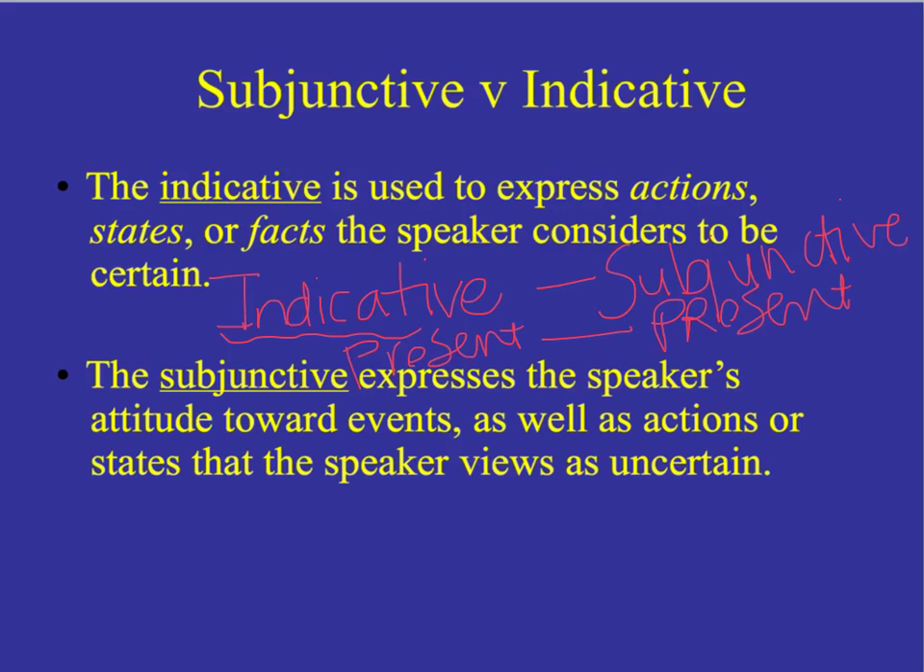And so the subjunctive is used to express the speaker's attitude toward events, as well as actions or states that the speaker views as uncertain. So that uncertainty is a key to the subjunctive. The indicative is all about facts. So we have been using the indicative correctly. It's what you learn first as Spanish students. Once we start getting to more complicated language where we're saying things like, I wonder if she knows that she's late, or I wonder if they studied for the test, that's when we need the subjunctive.